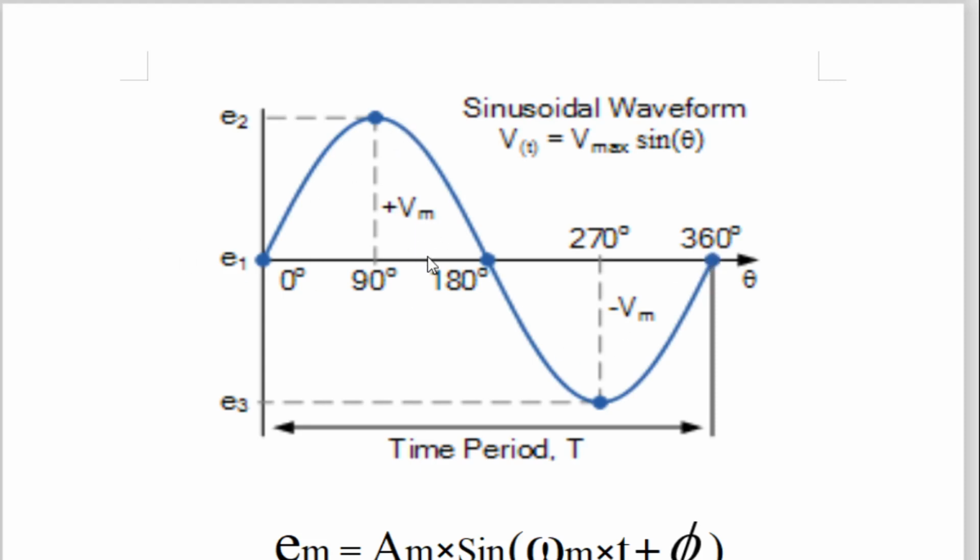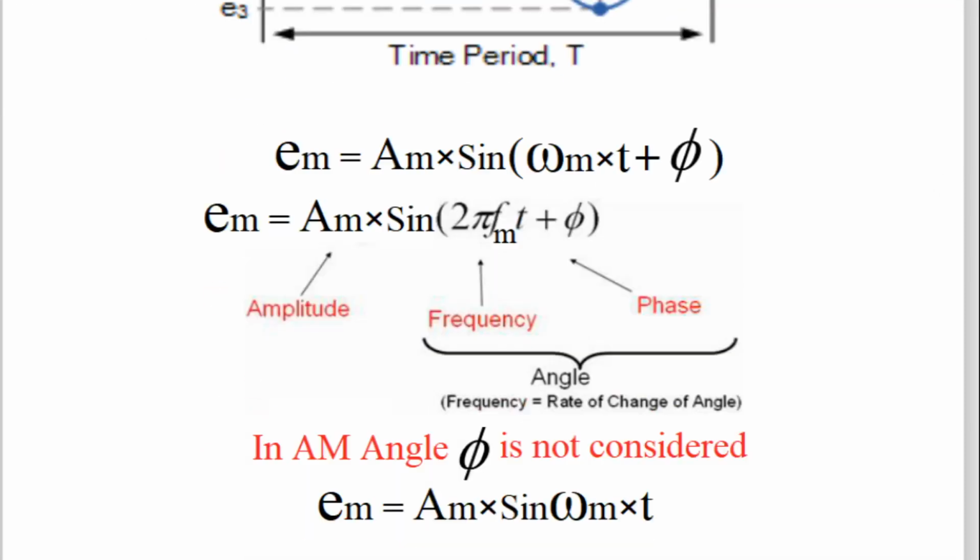This is Vm. We'll not talk about Vm, we'll talk about amplitude, Am. A means amplitude, so this is your amplitude, and the amplitude of the modulating signal we will write as Am. Okay, so this is the representation, and therefore now let us see here.